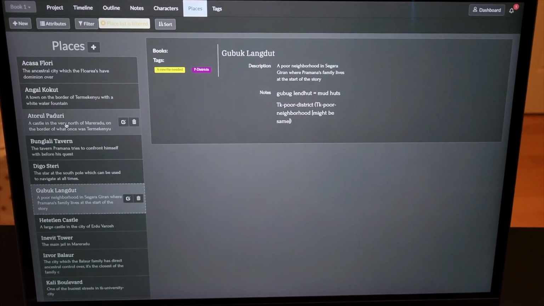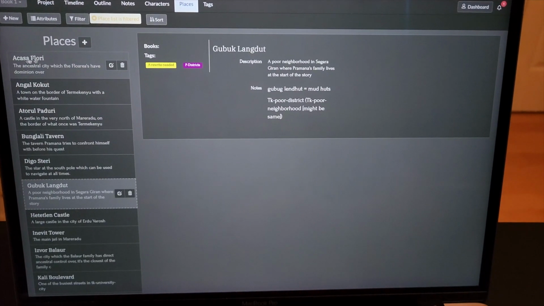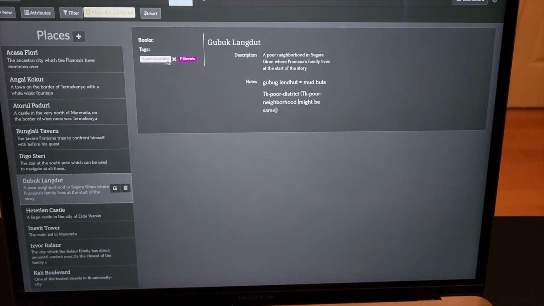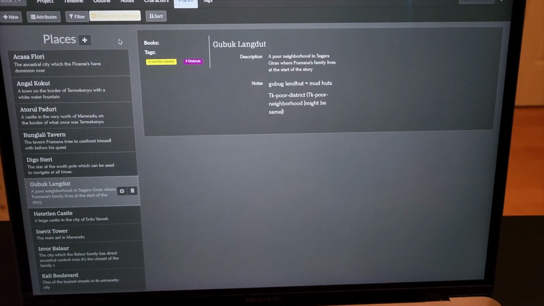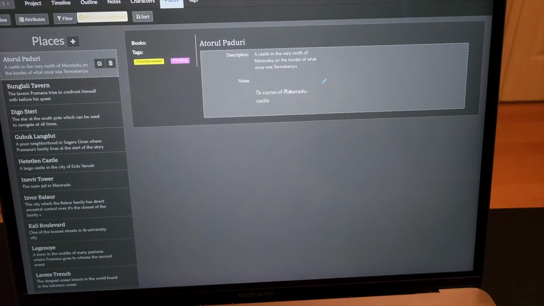Okay, so I have named all of these places, and I've marked all of them with the rewrite tag, because what I'm planning on doing is just going through one by one and renaming all of them based on their TK name in the actual text. But I'm going to rename all of those things once I figure out people and places, and before we can actually do that, we've got to start naming some people.